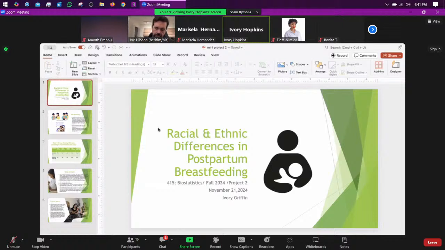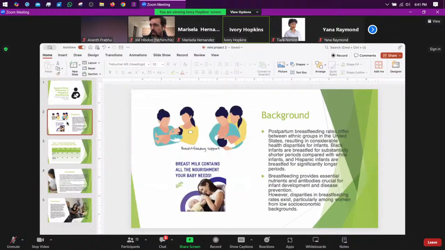My topic is on racial and ethnic differences when it comes to breastfeeding. To clarify what breastfeeding is, it refers to the practice of breastfeeding a newborn right after birth for up to 1 year of life, according to the World Health Organization. This topic is important due to the long-term benefits for both the newborn and the mother.